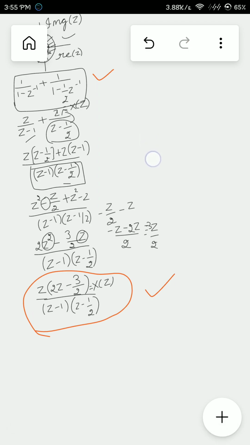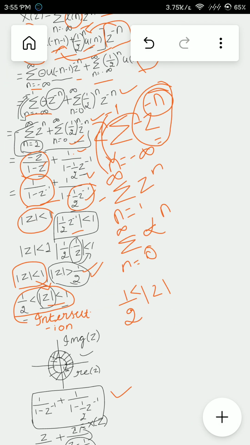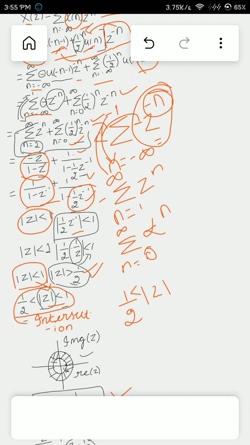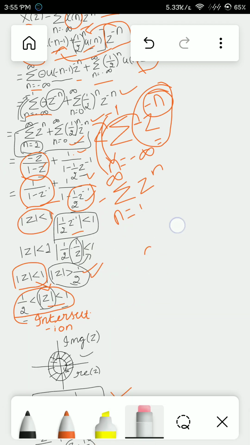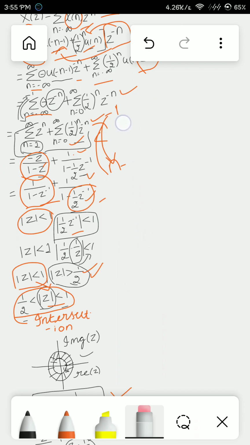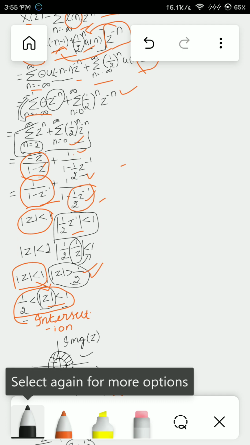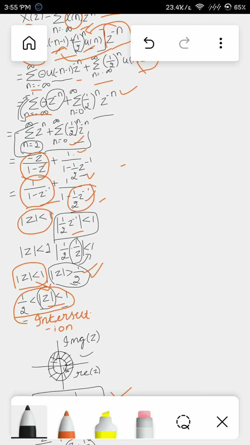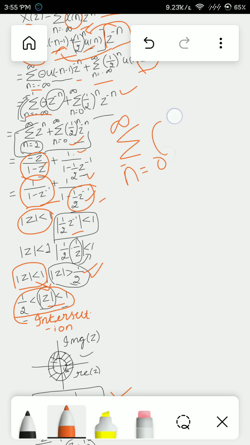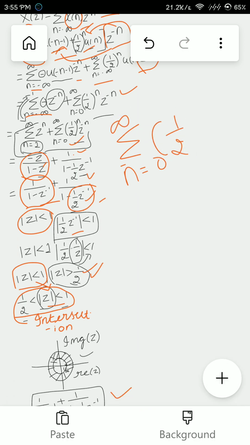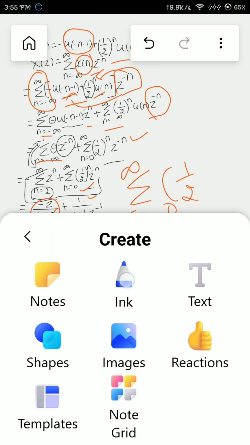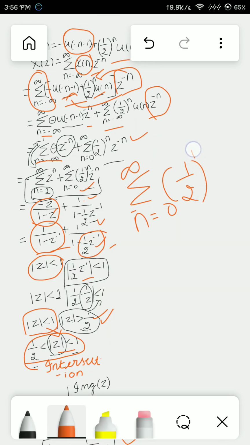And one more thing I forgot, so I'm going to showcase it here. I'll erase this part first before showcasing that. Yes. So next, here you got the summation of n equal to 0 to infinity, half to the power of n into z to the power of minus n.